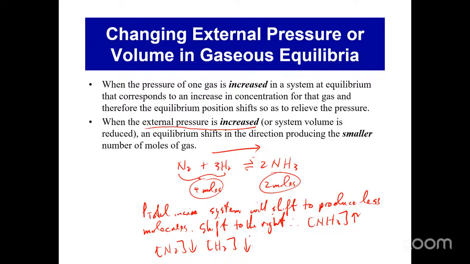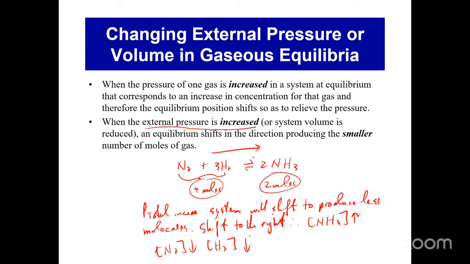All right. So one of the things that you can do, if you want to favor the formation of ammonia, is simply increase the total pressure, right? And then the system will respond as described here. The system will shift in the direction reducing the pressure by producing fewer gas molecules, which in this case means that it's going to shift from left to right, all right?